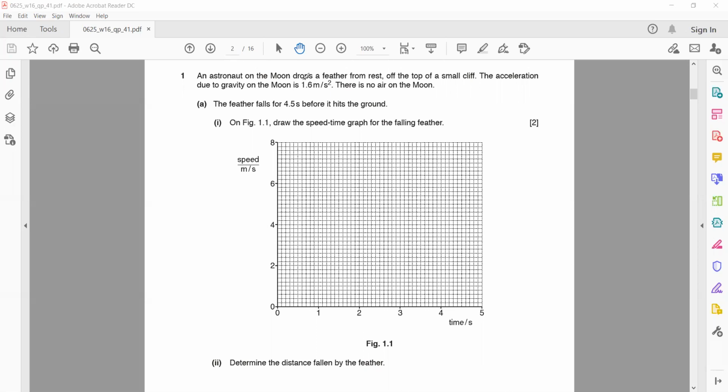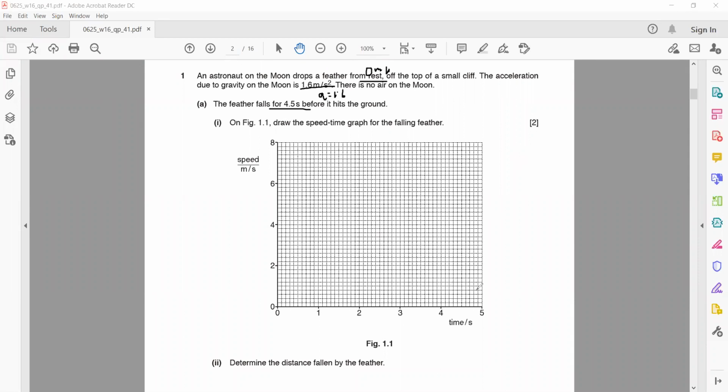So an astronaut drops a feather from rest. So initially it is at rest or not moving. And acceleration due to gravity on the moon is 1.6. If there is no air, it will have a constant acceleration. The feather falls for 4.5 seconds before it hits the ground. On figure 1.1, draw a speed-time graph.